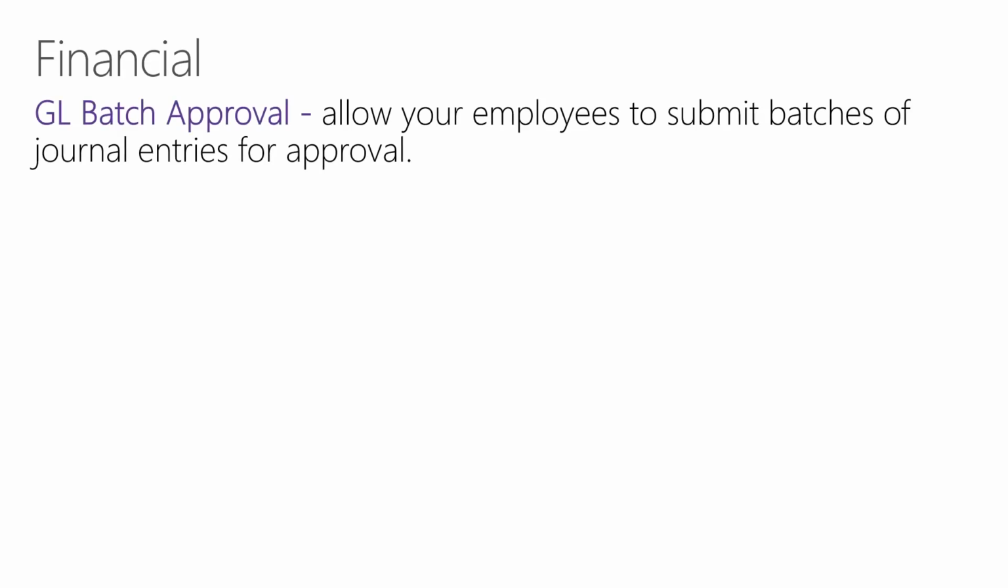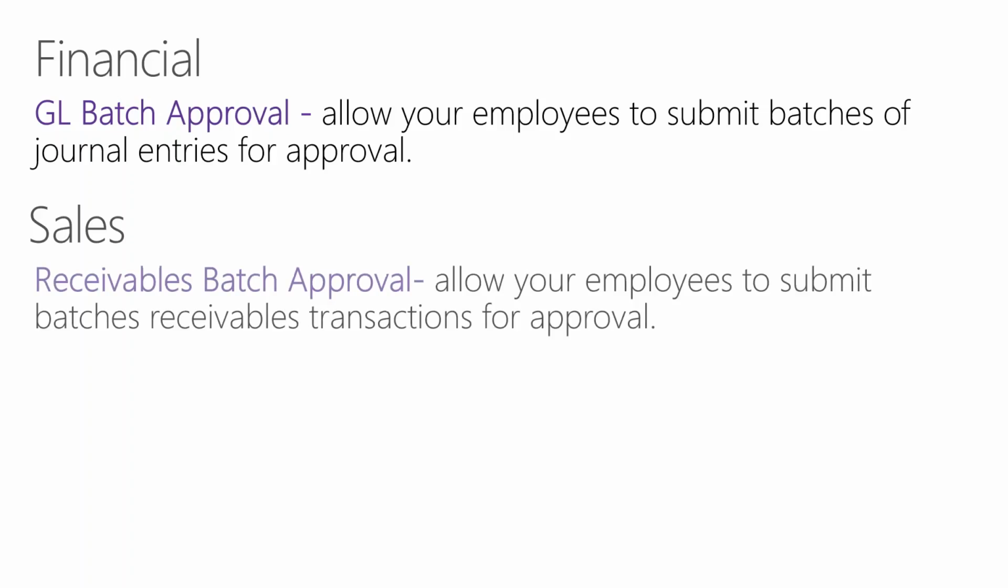In the financial series, we have the ability to do a general ledger batch approval as well. So all of those general journal entries could be saved into a batch, the entire batch approved before you process it out to a posting status, and then you don't have so many reasons to perhaps do reversals or changes in your approval process.